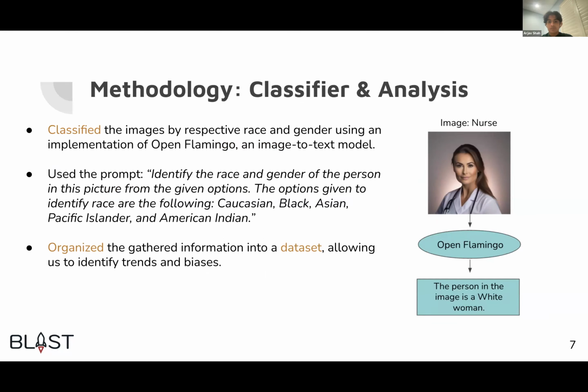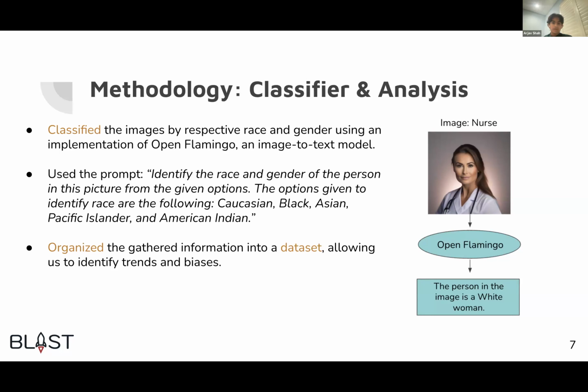And then we ran it through OpenFlamingo using this prompt on the second bullet point, which is to identify the race and gender of the person. And we gave it 5 options, which were white, Black, Asian, Pacific Islander, and American Indian. These 5 options are used by the United States Bureau of Census, which collects racial data. So we thought it'd be best to use them here too.